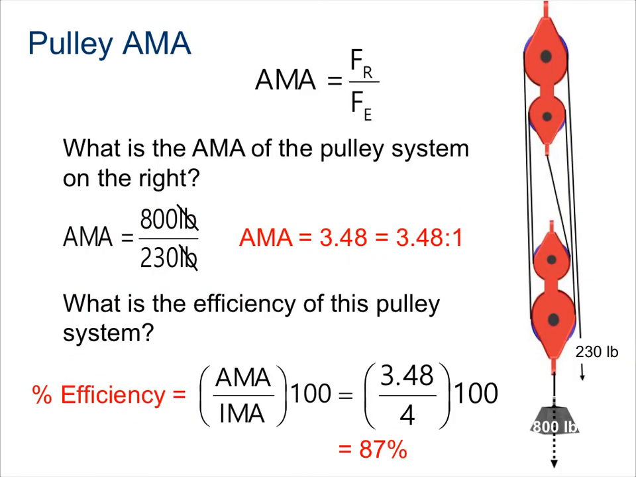And to calculate the actual mechanical advantage of a pulley, we'll use FR over FE again. So in this example, it's asking us to calculate the AMA for the pulley system to the right. Our FR, our force of resistance, is 800 pounds. The force of my effort being applied is 230 pounds. If I divide those two, the pounds cancel out and we get an actual mechanical advantage of 3.48. In terms of efficiency for the system, AMA divided by IMA times 100 gives us approximately 87% efficiency.